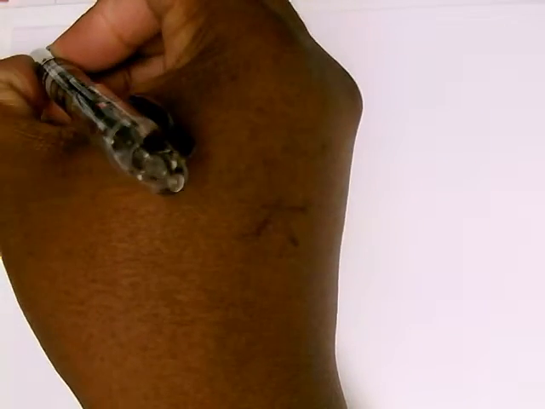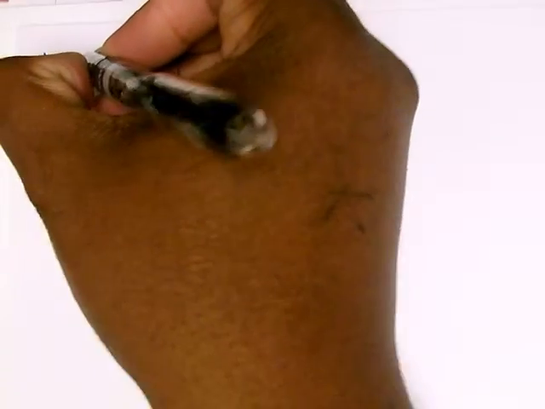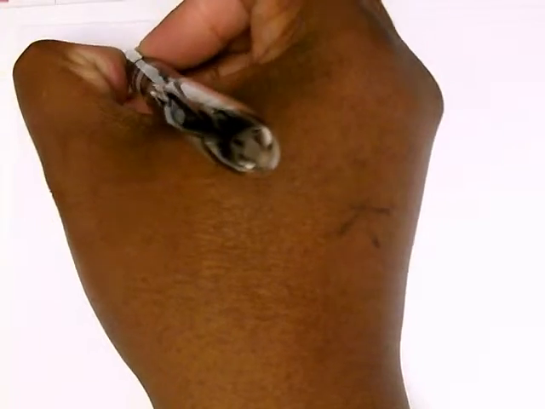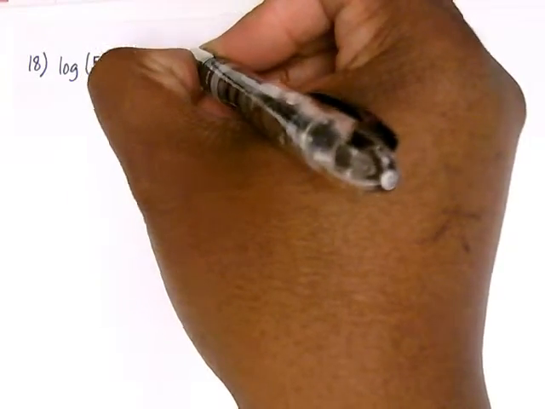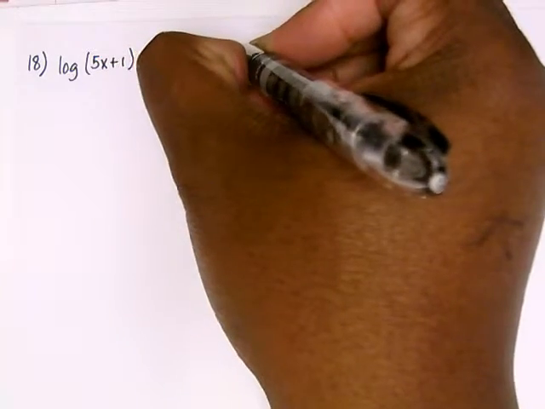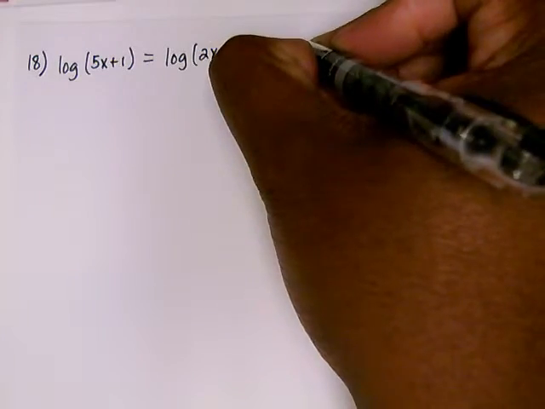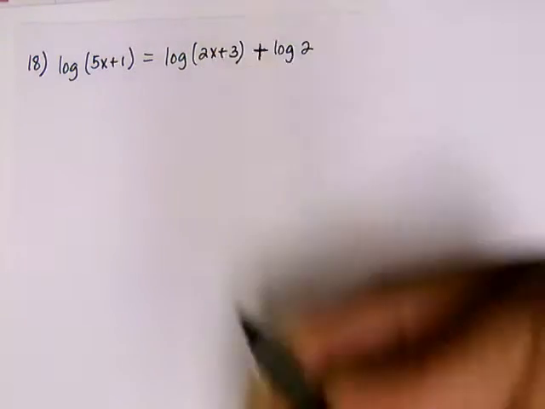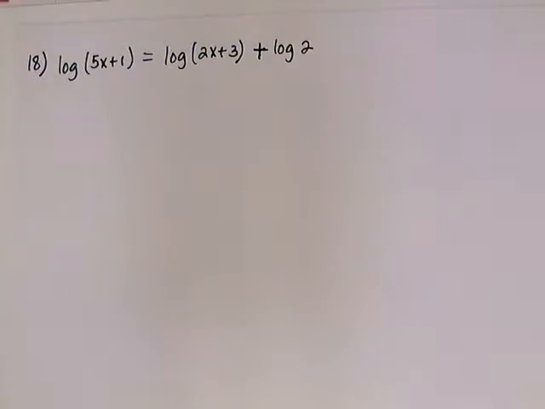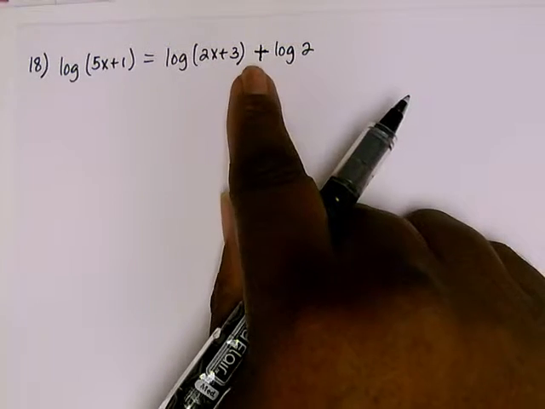Okay, number 18. We have log of 5x plus 1, and that's equal to log of 2x plus 3 plus the log of 2. And I want to solve that logarithmic equation. Now the left side is already condensed as a single logarithm. The right side, I need to condense this.